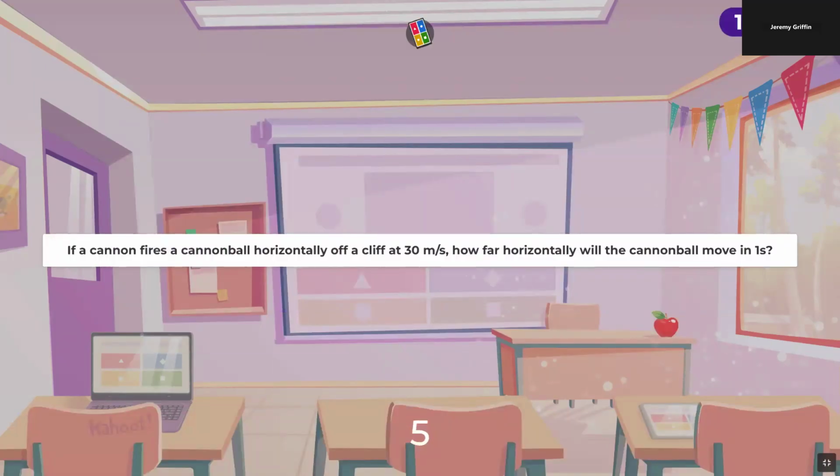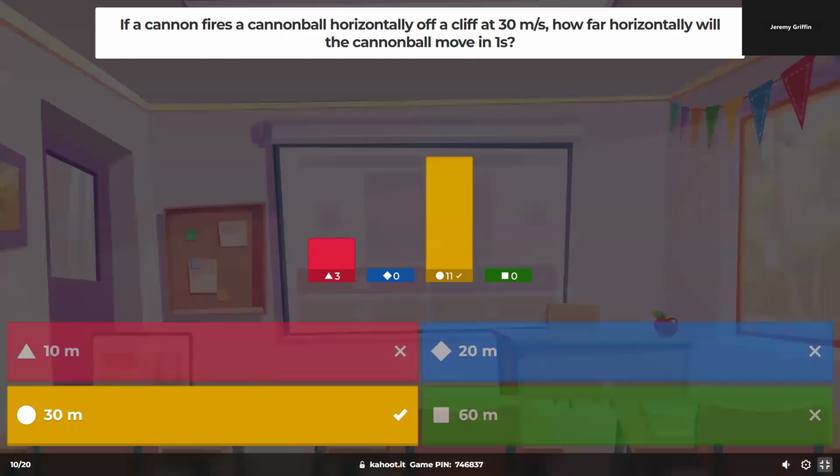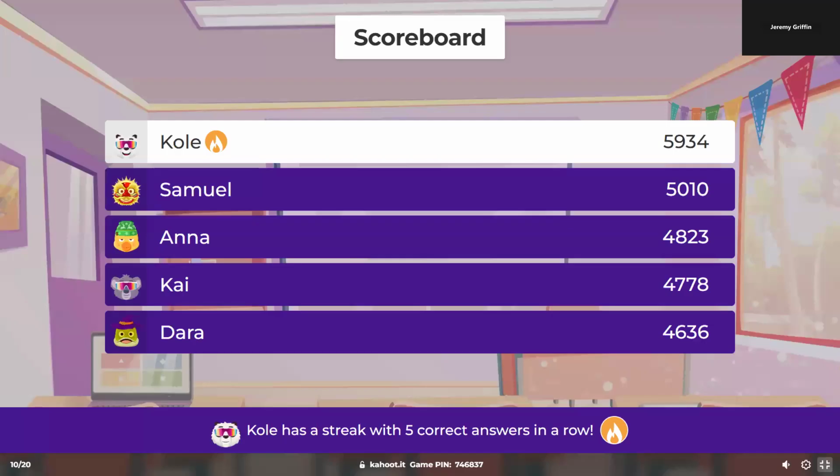A cannon fires a cannonball horizontally off a cliff at 30 meters per second. How far horizontally does the cannonball move in 1 second? Yeah, 30 meters. Every second, it's going 30 meters horizontally, and that's always true. Now, vertically, it's a different story. Vertically, it's speeding up and all kinds of crazy things. But horizontally, it's just going 30 meters every second. You guys good so far?